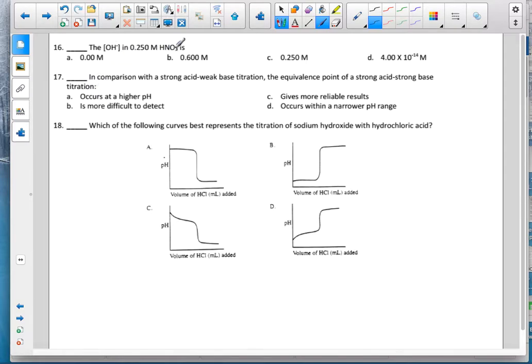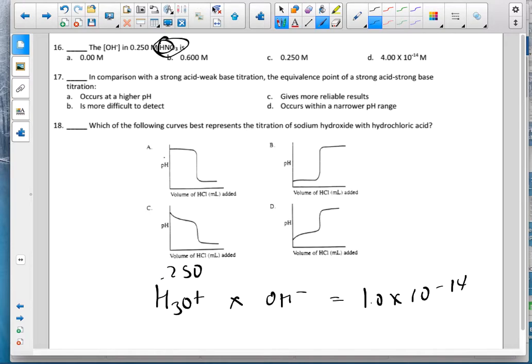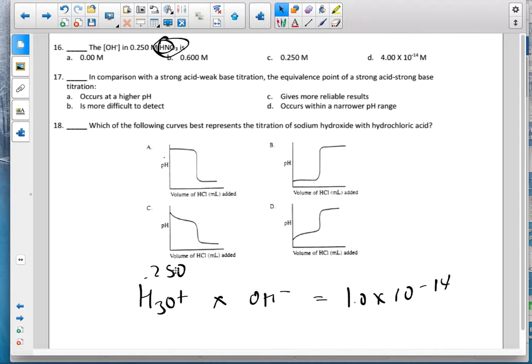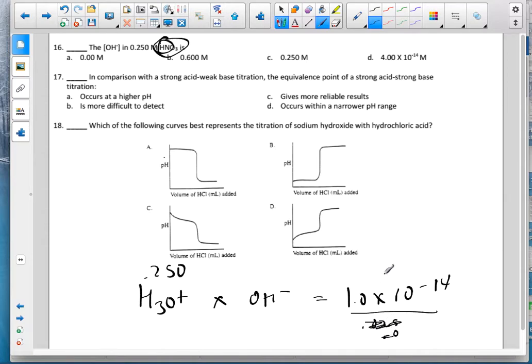16, OH, and they're giving me HNO3, another pH land problem. H3O plus times OH minus is equal to 1.0 times 10 to the negative 14th. They're giving me HNO3 is 0.250. So all I have to do is take that 0.250. Let's try it again. All I have to do is take that 0.250 and put it downstairs, and you're good to go. And you would find the OH minus concentration.